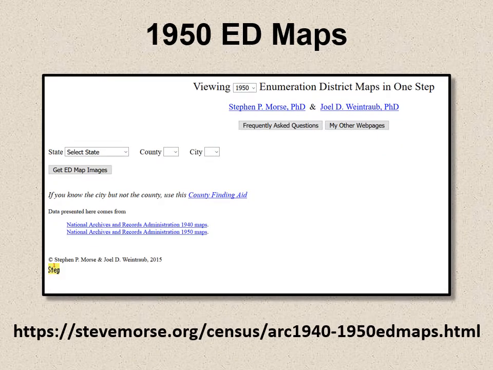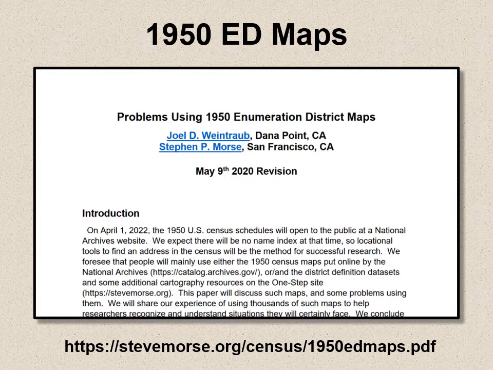And this is the utility we have there on the OneStep website to view enumeration district maps. They include some of those missing maps. We also have a video, an essay on problems using those maps, because those maps are governmental maps. They're not like your typical map with indexes and that sort of thing. It would pay for you to take a look at this essay. It will avoid some problems that are inherent in using enumeration district maps.